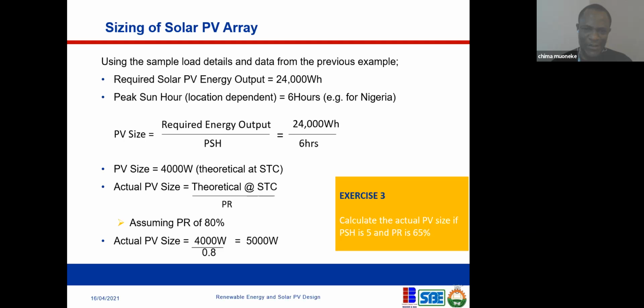Oluwatosin is asking how to get the performance ratio. I discussed that yesterday. Your performance ratio is actually the actual measurement divided by the theoretical output from the PV, which is stated in the data sheet of your PV. So you have to actually measure what the PV is producing when you install it. Then when you divide that, you get what your performance ratio should be.